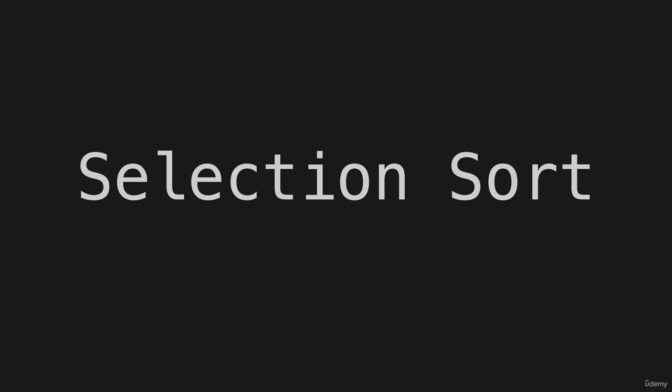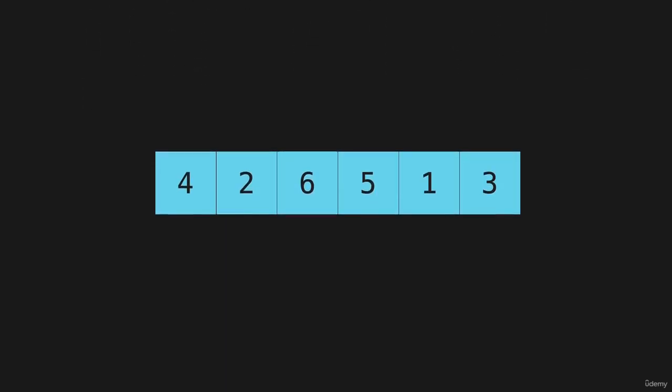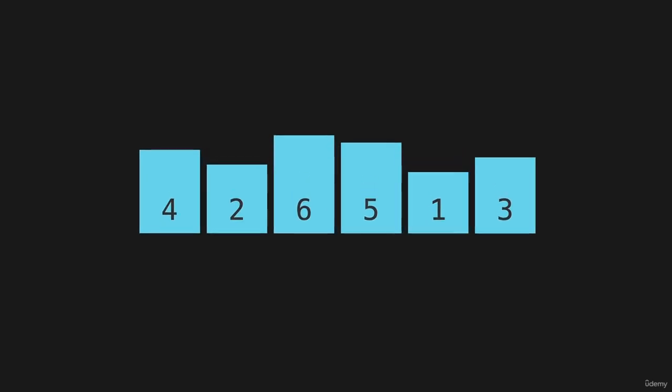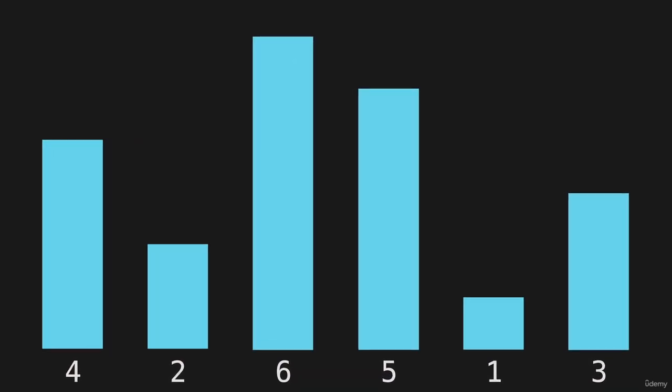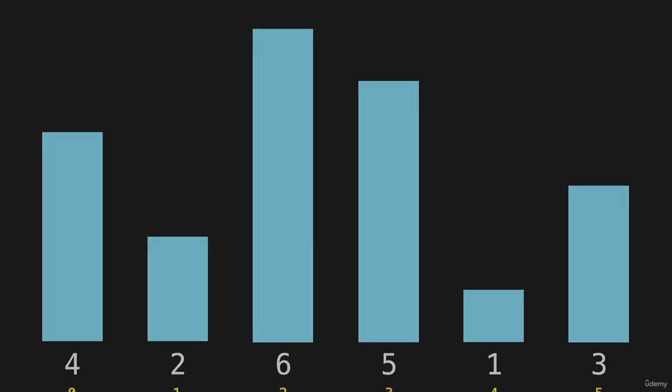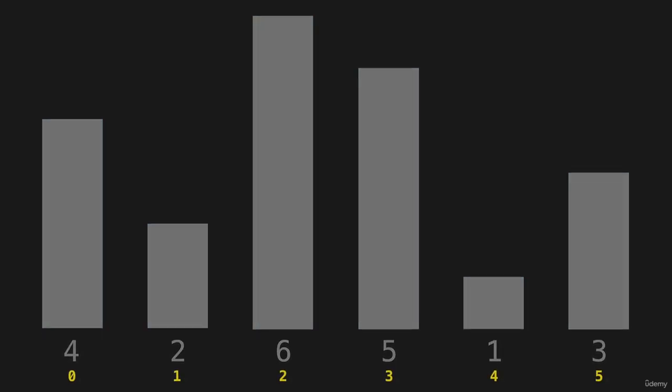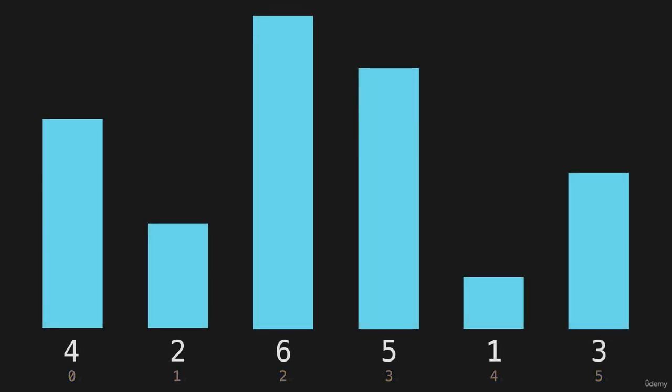Now let's take a look at selection sort. I'll bring up the same list that we used for bubble sort, and we'll look at it like this, just like we did before. But a difference that we're going to have here is that we also need the indexes for selection sort. So I'm going to bring these in.